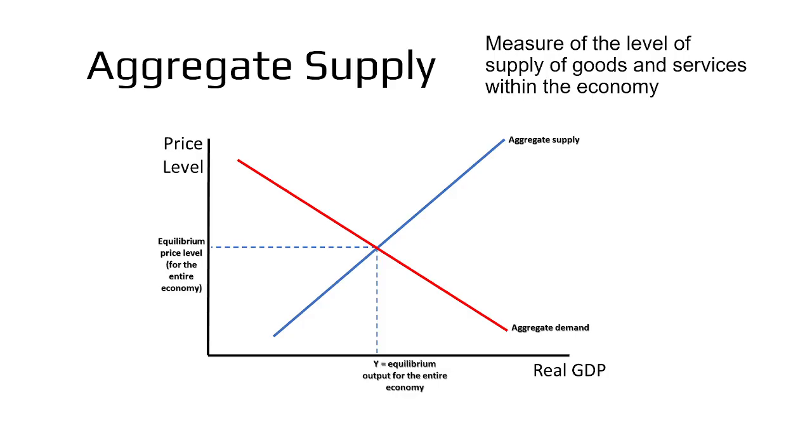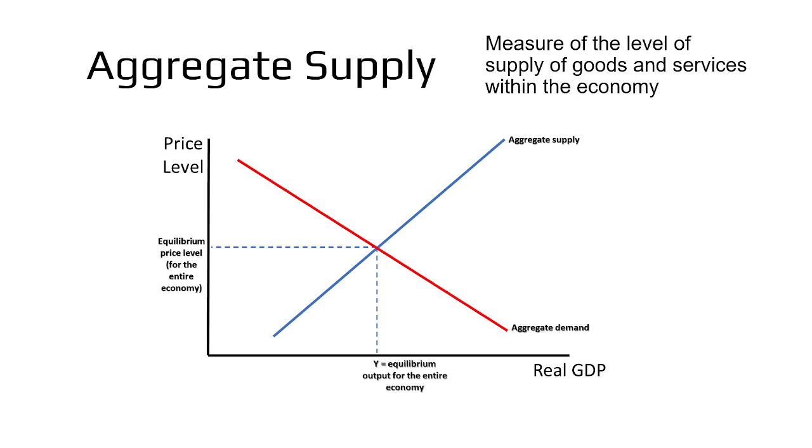So the way we figure out the GDP of an economy and the average price level within an economy is by plotting the aggregate demand and the aggregate supply on the same graph and finding where these two lines intersect. This allows us to find the equilibrium level of output for the entire economy, which is the GDP, as well as the equilibrium price level for the entire economy. Now, as I mentioned before, aggregate demand can shift left or right, and aggregate supply can do the same. It's not represented on this graph here, but it works in much the same way.